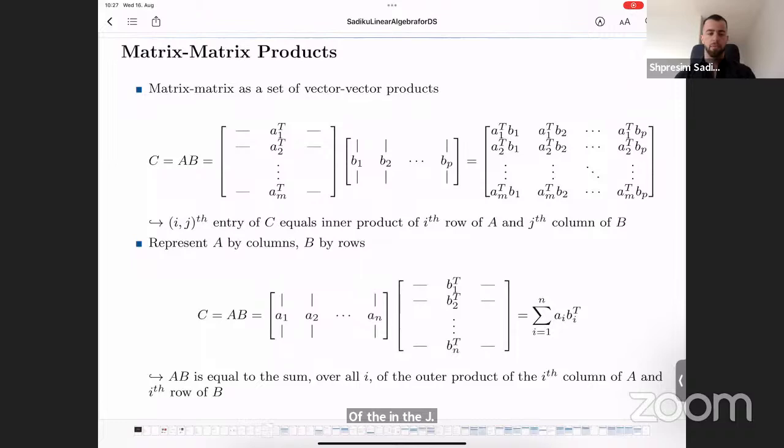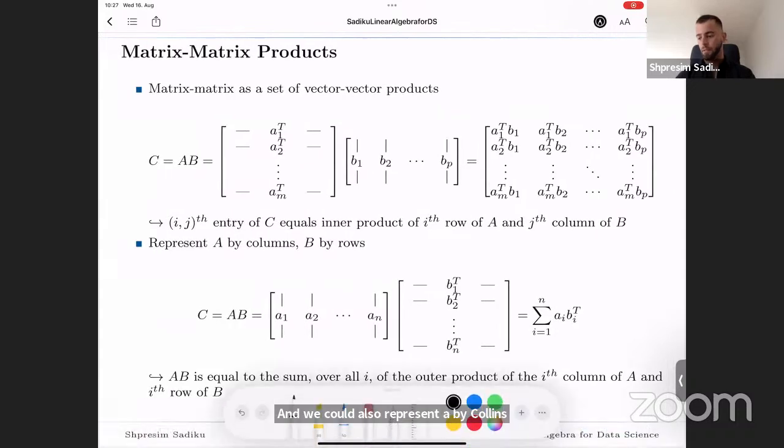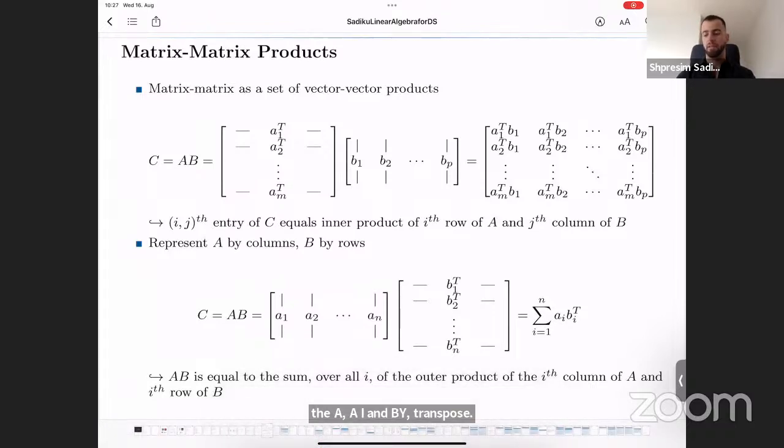And we could also represent A by columns, and we could represent B by rows. So as we see here, A now is a vector containing n elements, where each element is actually a column vector. And B in this case is also a vector where on each row we have a row vector for B. And this would simply give us the sum of a_i b_i transposed. So in this case, we say that the product AB is equal to the sum over all i of the outer product of the ith column of A and the ith row of B.